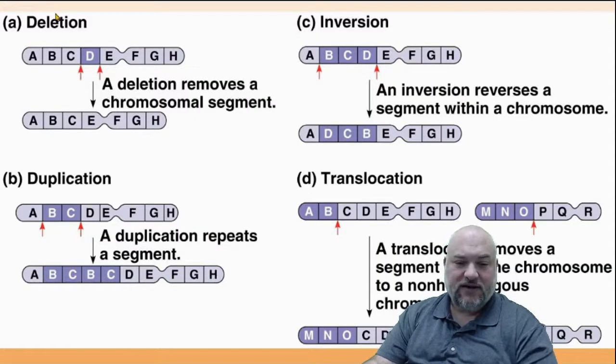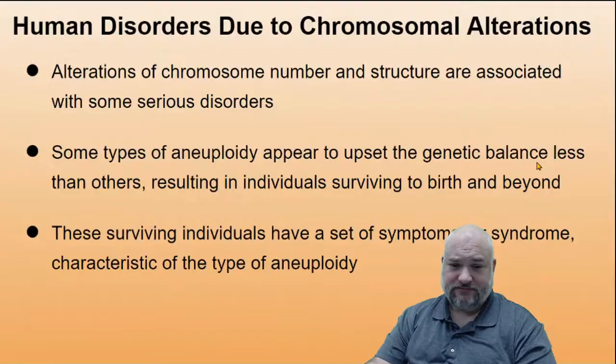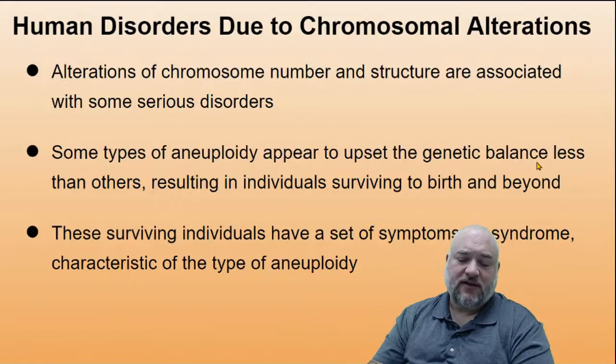So here we can see that. Here's deletion. Here's an inversion, where we flip it upside down. A duplication, where we get an extra chunk of this. Or translocation, where we go to a whole other chromosome. Some human disorders happen because of that.